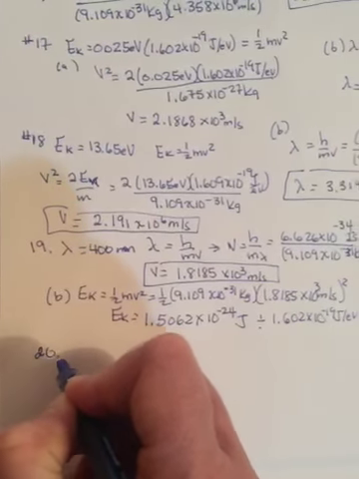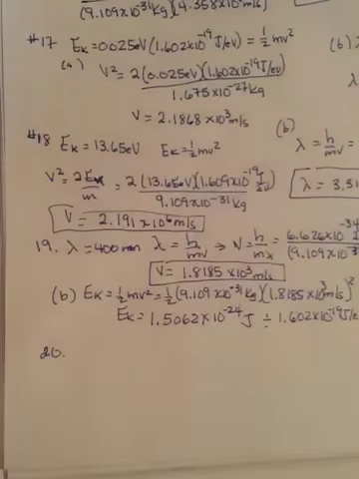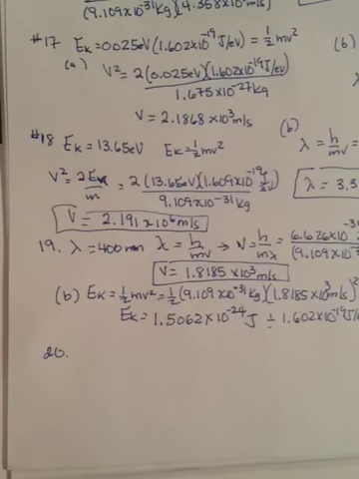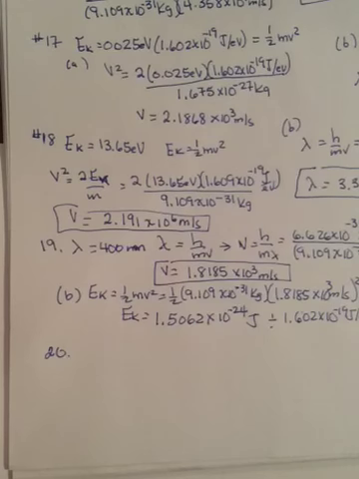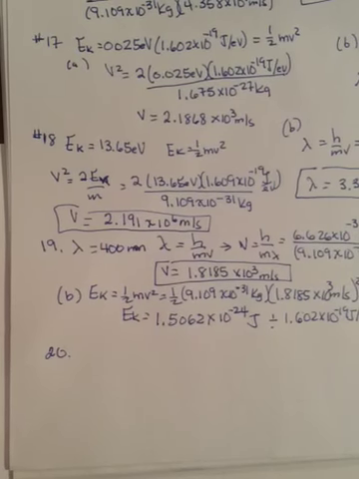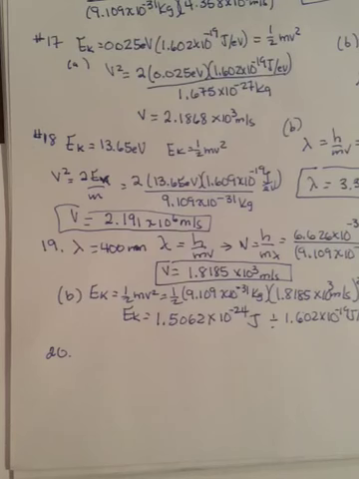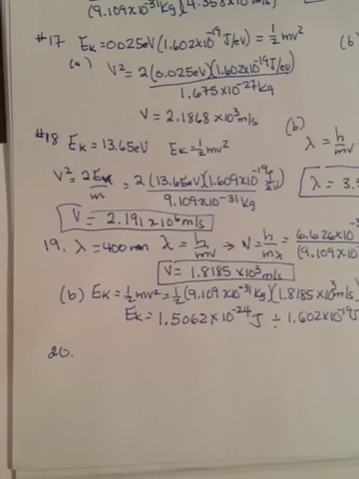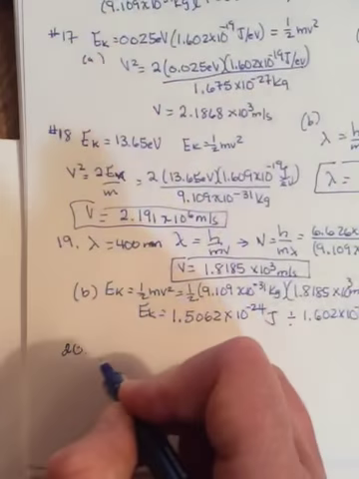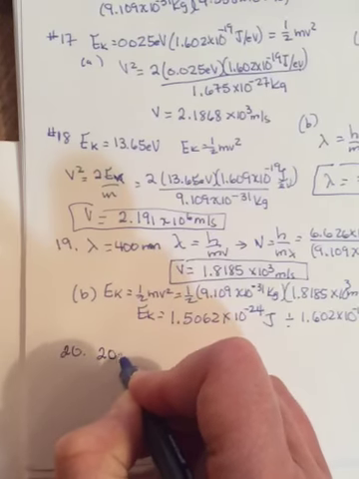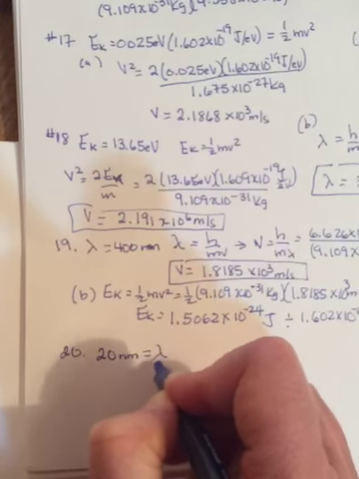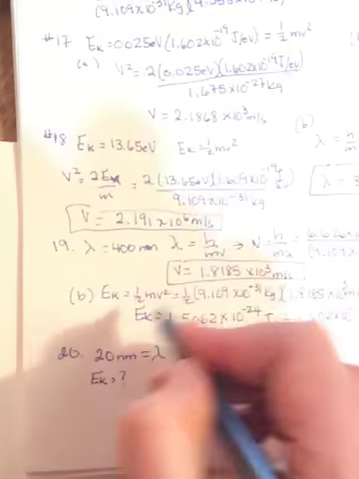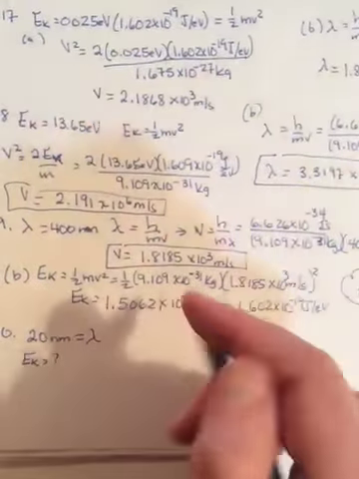Number 20 says, an electron microscope is useful because the de Broglie wavelength of electrons can be made smaller than the wavelength of visible light. What energy in electron volts has to be given to an electron for it to have a de Broglie wavelength of 20 nanometers? So they're telling you the wavelength is 20 nanometers, and they're asking you for the energy in electron volts. It's identical to the previous question, they just didn't break it up into part A and part B.